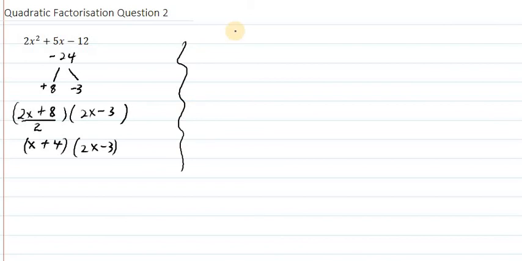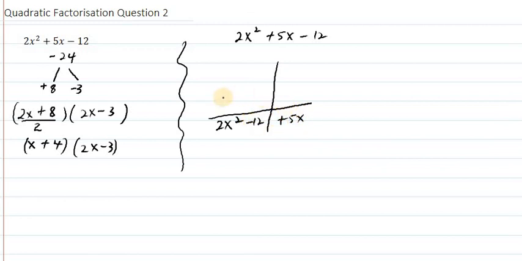The other method now, 2x squared plus 5x minus 12. This is 2x squared, minus 12, positive 5x. So 2x squared is 2x multiplied by x, and minus 12 I could say is equal to 4 by 3. Now the placement of the terms is important. So the larger must be positive. So when I cross multiply, 4 by 2 gives me 8x, and then x by minus 3 is minus 3x. 8x minus 3x is 5x. So my factors are 2x minus 3 by x plus 4.